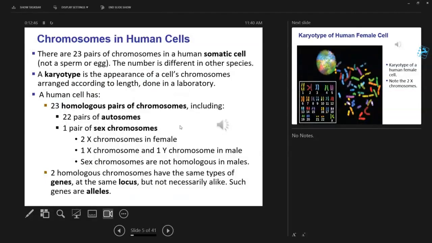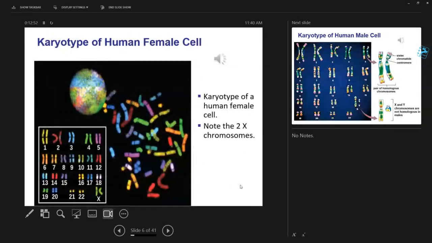What else? Yeah, autosomes and sex chromosomes. So these all have numbers, but this one just says X. So these are the sex chromosomes. The others are called autosomes or autosomal chromosomes. But these are called sex chromosomes because these are the ones that have information for producing the reproductive organs. These are both X chromosomes.